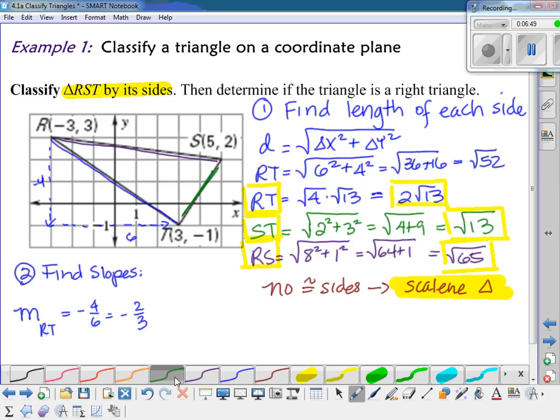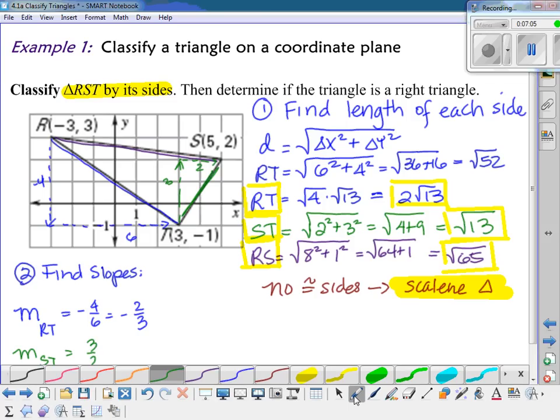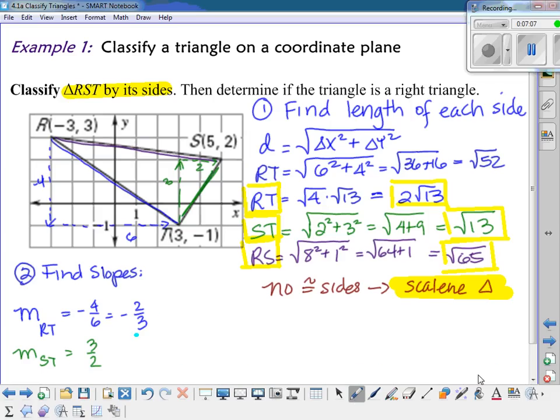And then if I find the slope of ST, here I've got a rise of positive 3 and a run of 2. So I get 3 over 2. So my slopes are negative 2/3 and a positive 3/2. They are opposite reciprocals. If I multiply them together, they equal negative 1.